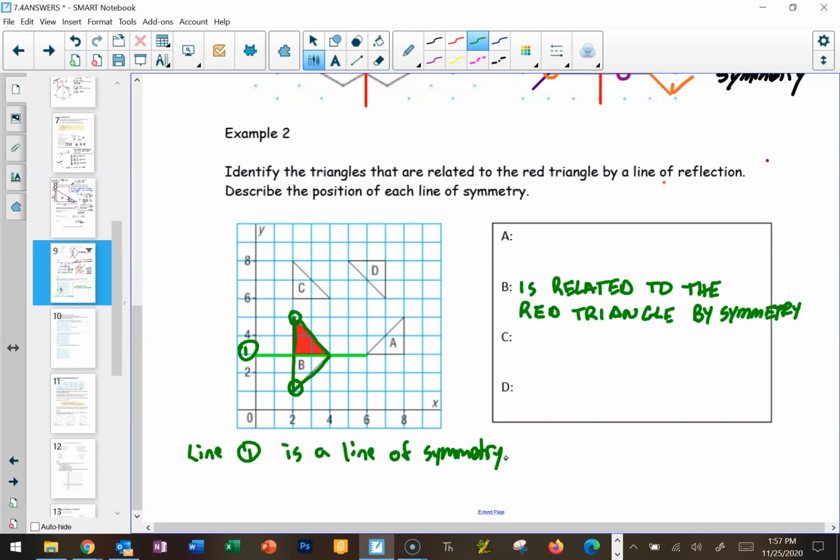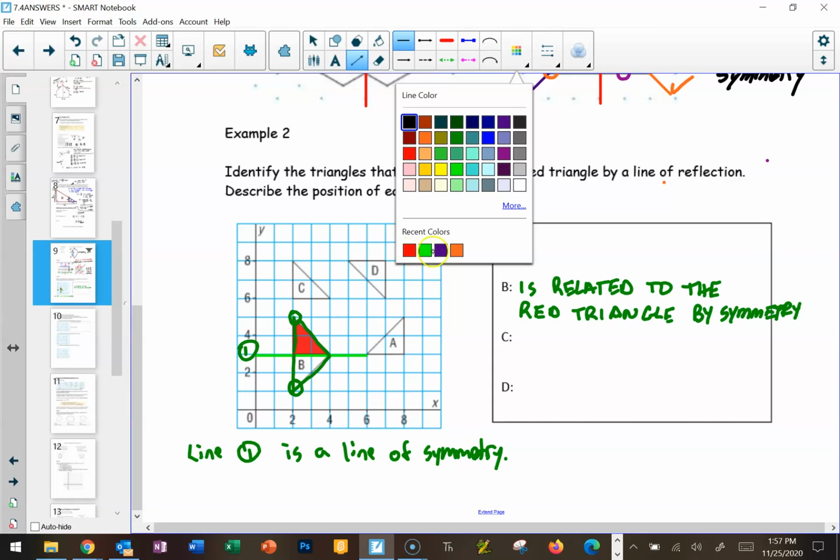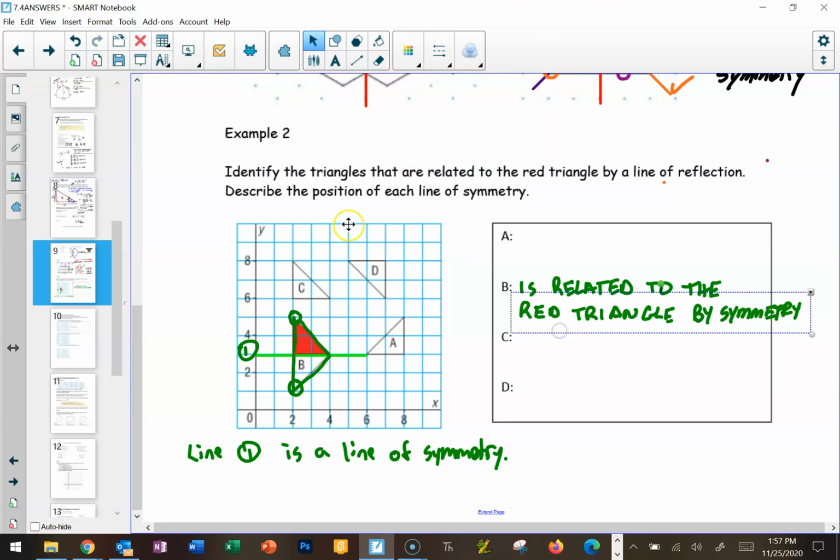All right, let's test another line. Let's see if we can make some more of these triangles work out. So I'm going to do a different color line here. Maybe I'll do orange now. Is there any way that I can reflect the red triangle across a line so that it lines up with A? Well, it has to be a line that's halfway between A and the red triangle. So the only place we can do that is right here, more or less. Move it over just a touch.